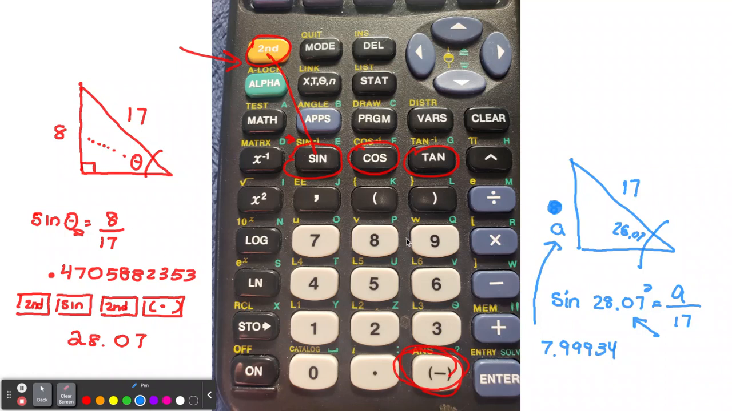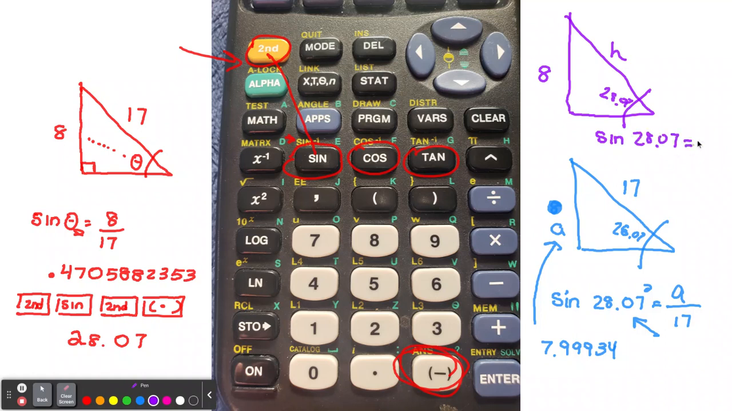And by the way, let's change the color again, use purple. Let's say, for example, that you used 28.07, but we didn't know the hypotenuse, but we knew that was 8. So you're doing the same thing. You're doing sine 28.07 equals 8 over h. Now this time you have to divide down. Remember the rule, multiply up, divide down. So it would be 8 divided by sine 28.07. Now if you do that, you'll get 17. All right.